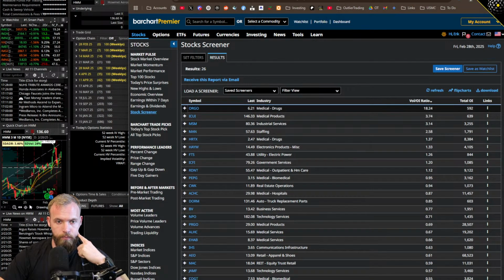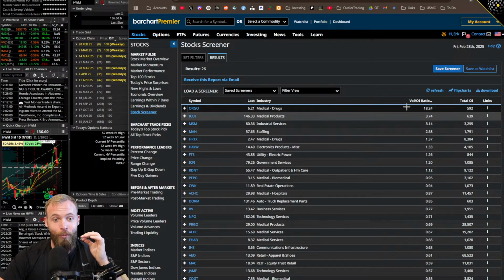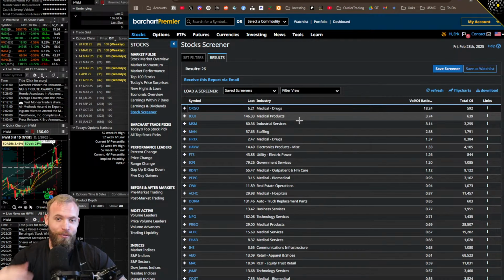There we go. So we can see ORGO. I was literally just going to say this too. More often than not, when you see big spikes in volume over OI, it's from the medical world. Why is it from the medical world? And funny as shit, the top two are from the medical world. Why is that? Anybody know? That's so funny, honestly. Kind of get a kick out of that.